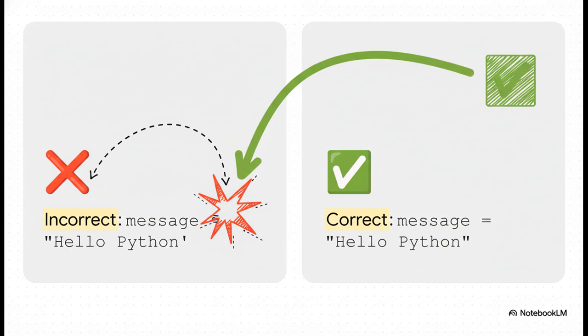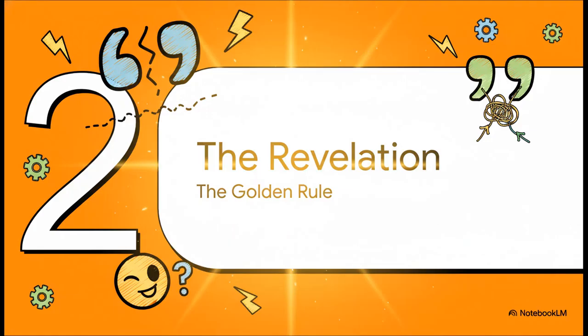And our final culprit, number 3, is the mismatched pair. This is when you start with one kind of quote, say, a double quote, but then you try to end it with a different kind, like a single quote. Now, you and I can look at that and know exactly what was intended. But Python? Nope. It's super literal. It's looking for the exact same type of quote to close the string. So the lesson here is simple. Consistency is absolutely key.